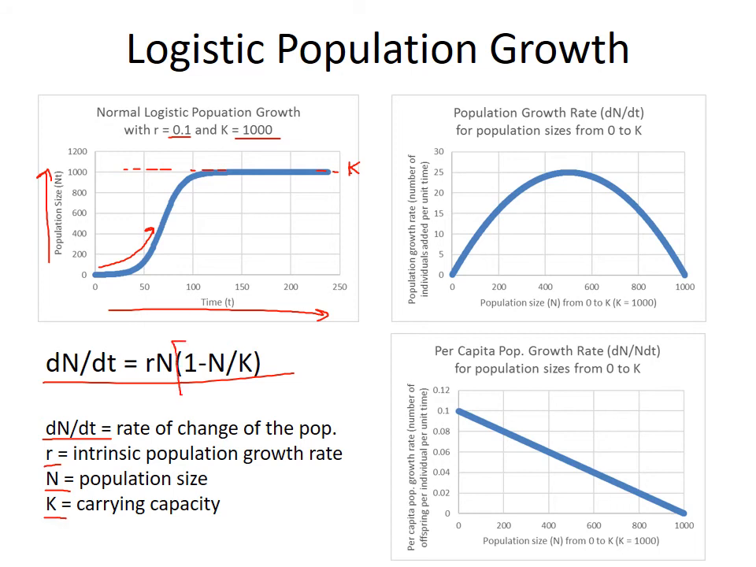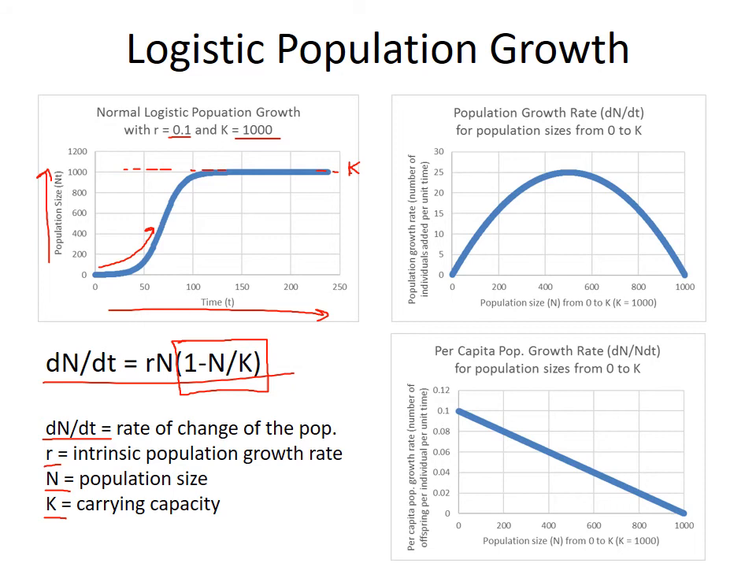This term of the equation here is what causes the leveling out, because as the population size N gets close to K, then you have N divided by K, which is 1, and 1 minus 1 is 0, and so basically the population growth rate becomes 0 when N gets near K.